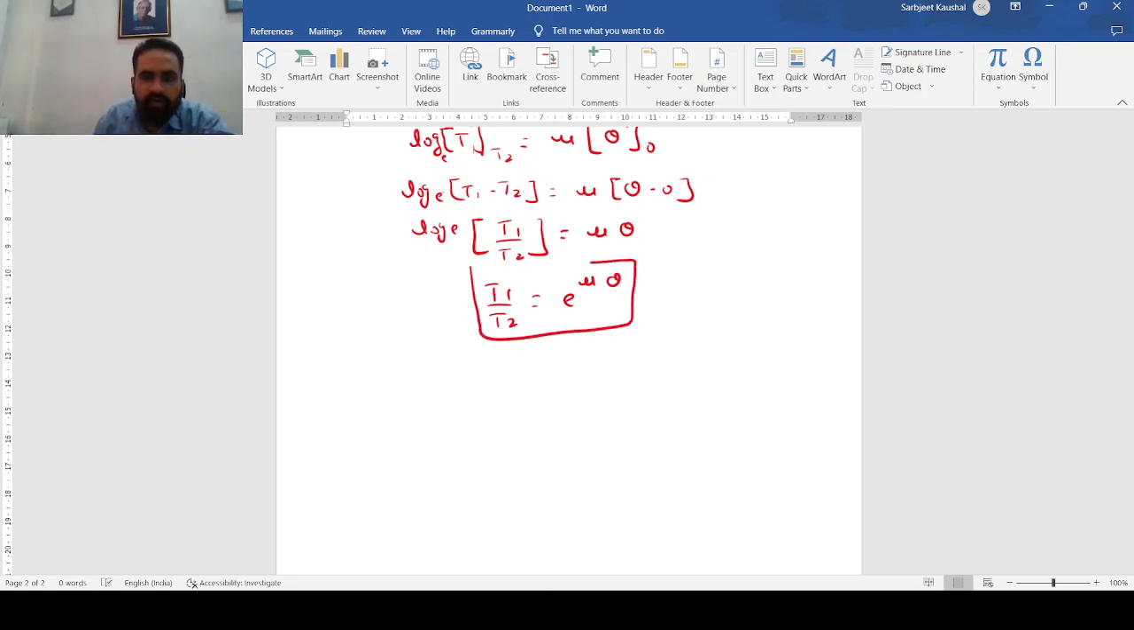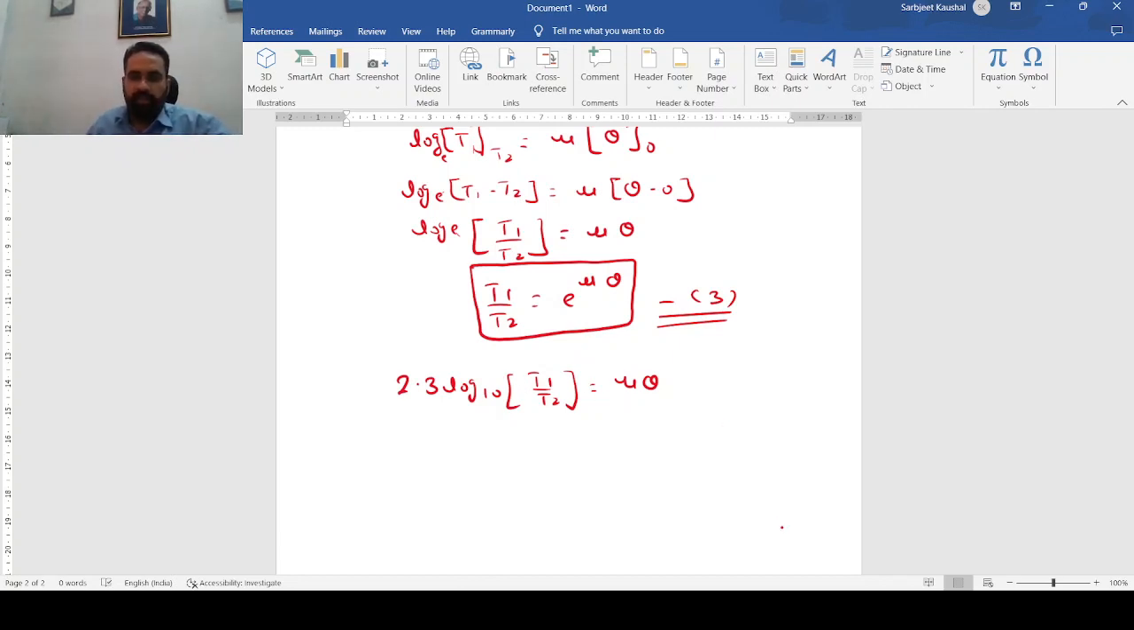So this is the ratio of driving tension in case of the flat belt. In some of the books, instead of this natural log, they use 2.3 log10 of T1 by T2 equal to mu theta. So this equation you can also use. So this is a very important equation for finding the ratio of driving tension of tight and slack side.